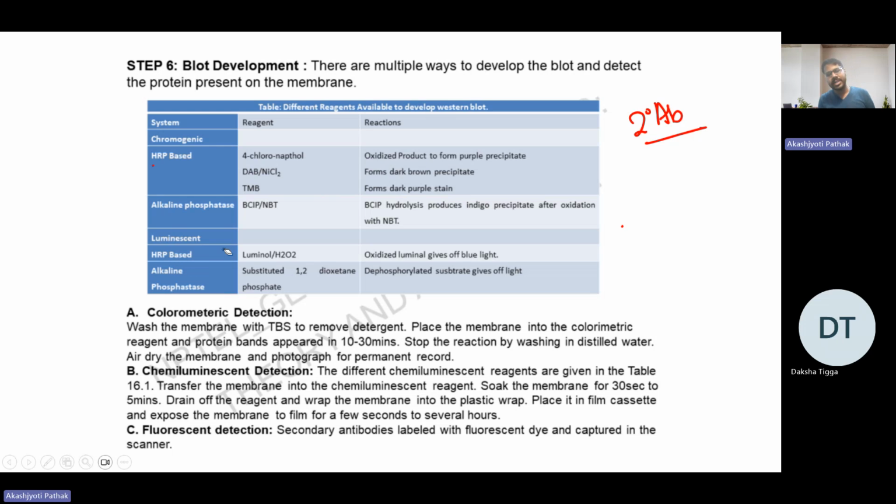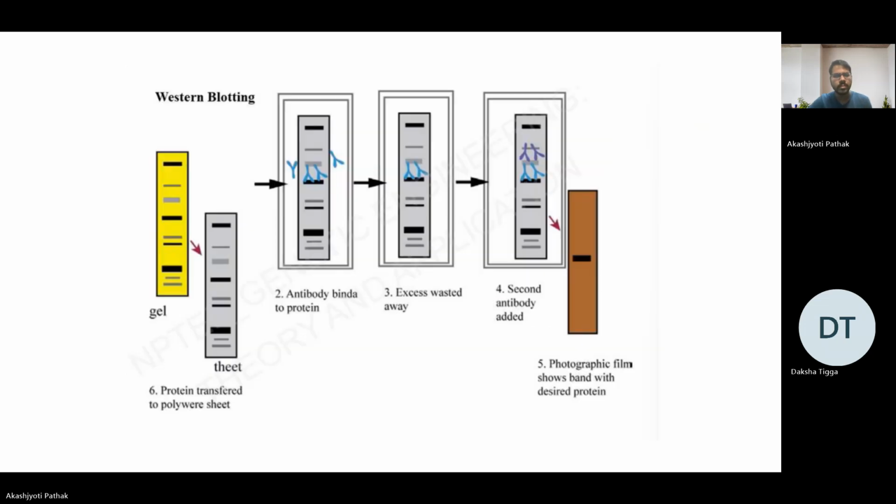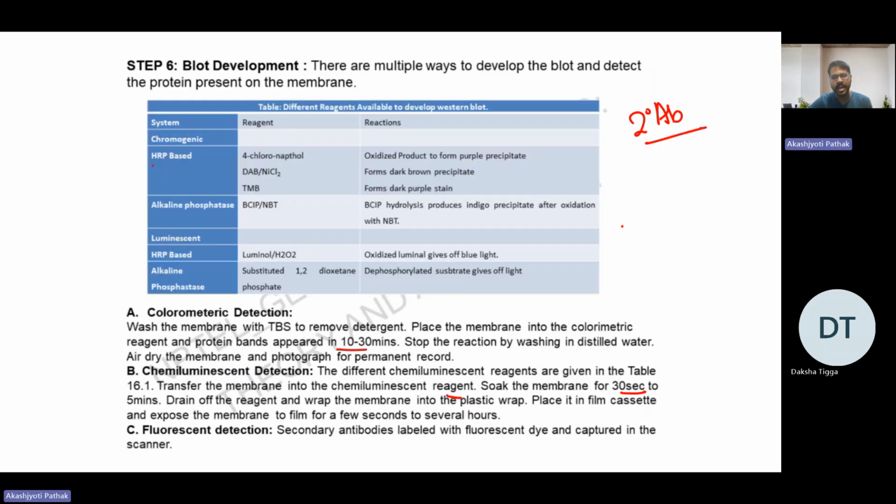So you can do colorimetric detection, or you can do chemiluminescent detection. Colorimetric detection: wash the membrane with TBS to remove detergent, place the membrane into the colorimetric reagent, and protein bands will appear in 10 to 13 minutes. If it is chemiluminescent, you transfer the membrane into the chemiluminescent reagent, soak the membrane for 30 seconds to 5 minutes, drain off the reagent and wrap the membrane in plastic wrap. Or for fluorescent detection, you use fluorescent secondary antibodies.